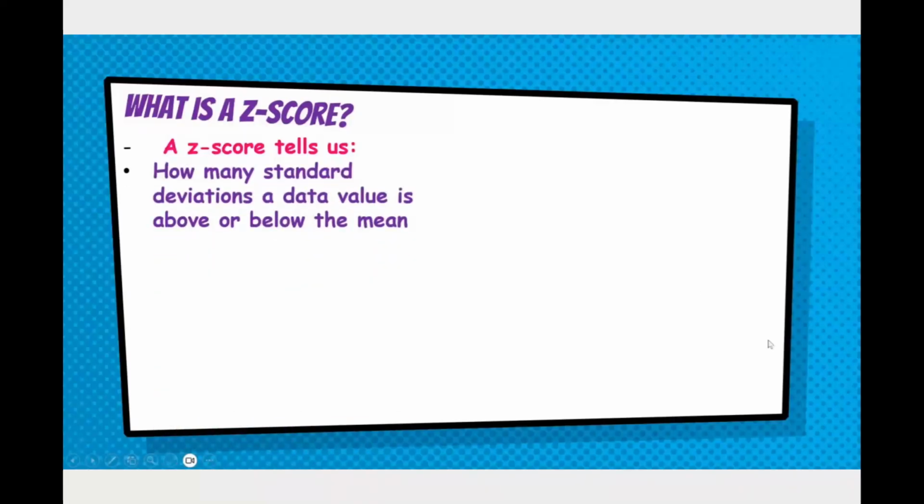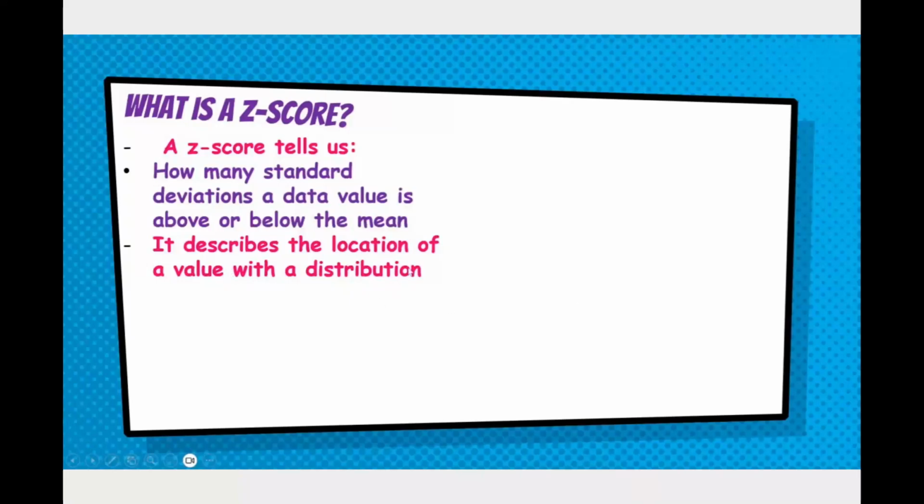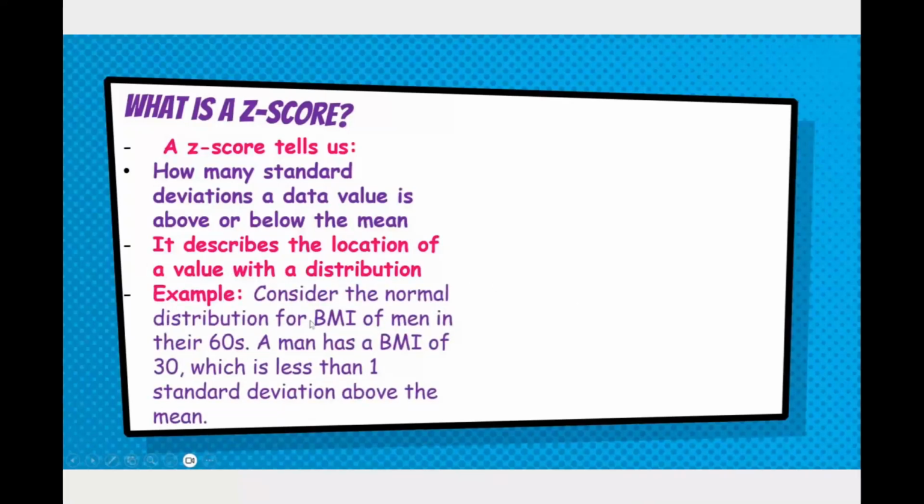A z-score tells us how many standard deviations. It's not just one, two, or three standard deviations. When we label these, we're labeling even one, two, and three above and below, but we could have a z-score of, let's say, 1.34. We know that data value is going to be in between one and two standard deviations, closer to one, but we can clearly mark it and see where we compare with the rest of the population. So it describes the location of a value within a distribution.